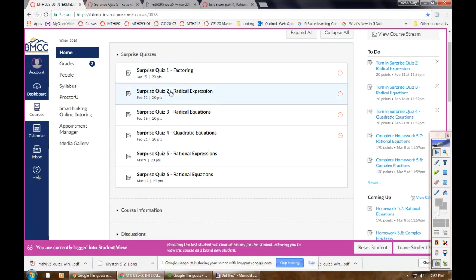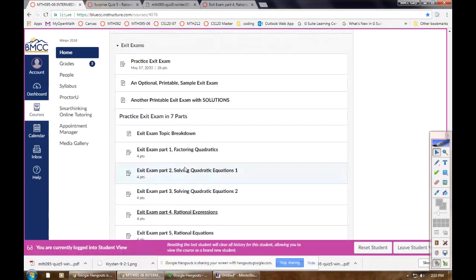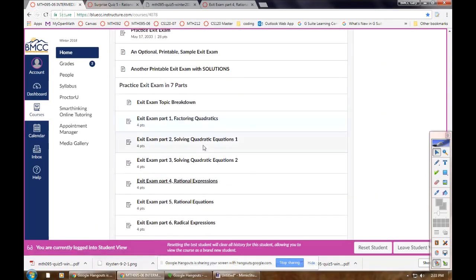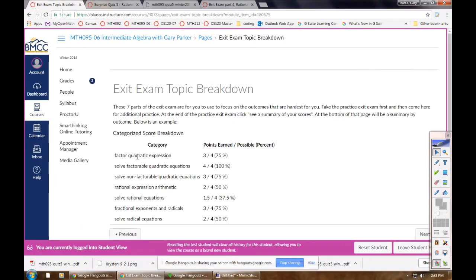Hopefully you've caught on that each of these quizzes is related to your final exam. Part of your final exam at the end is called an exit exam. There is a practice exit exam online and a couple of sample printed ones. There are 7 parts to these exams, 4 questions for each of the 7 parts. That's 28 questions altogether. And here I break them down a little bit further. After you take the practice exit exam, you'll get feedback as to how well you did in each of the 7 areas.